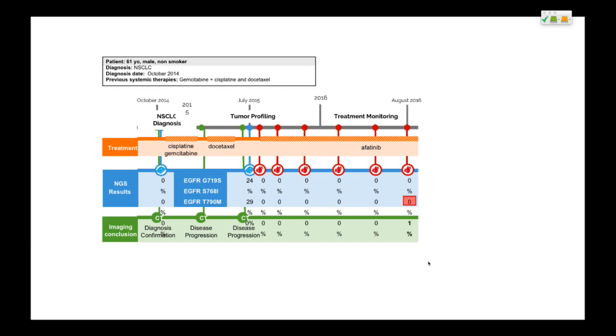And okay, so here, sorry for the image, but if you look carefully, you have both positive mutations that are associated with 0%, and we identify the EGFR T790M present at 1%.